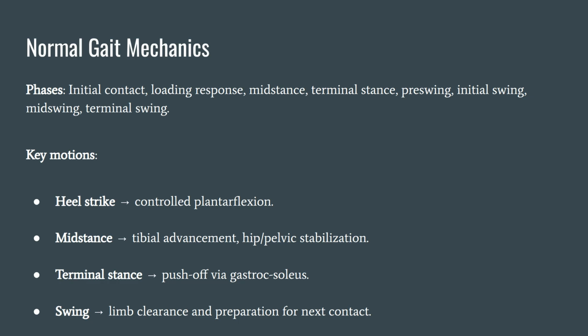During terminal stance, push-off must occur via the gastroc-soleus complex. This is where forward momentum is generated. During swing, the limb must clear the ground and decelerate appropriately in terminal swing. If any one of these motions fails, the body compensates elsewhere.